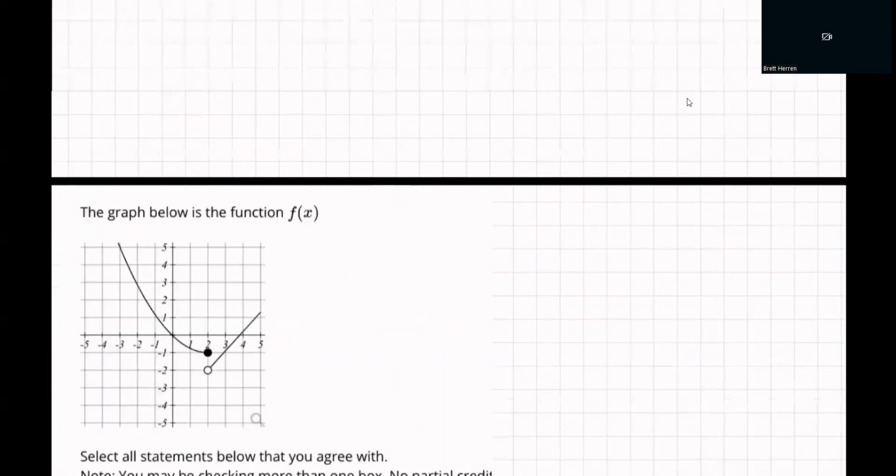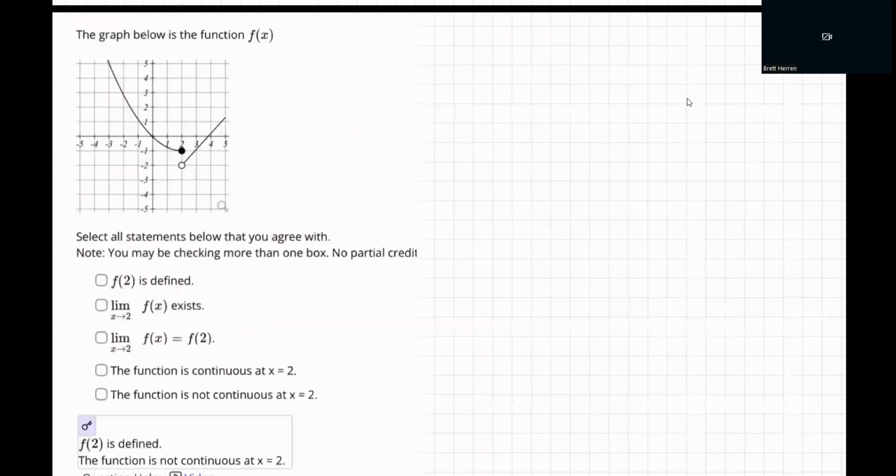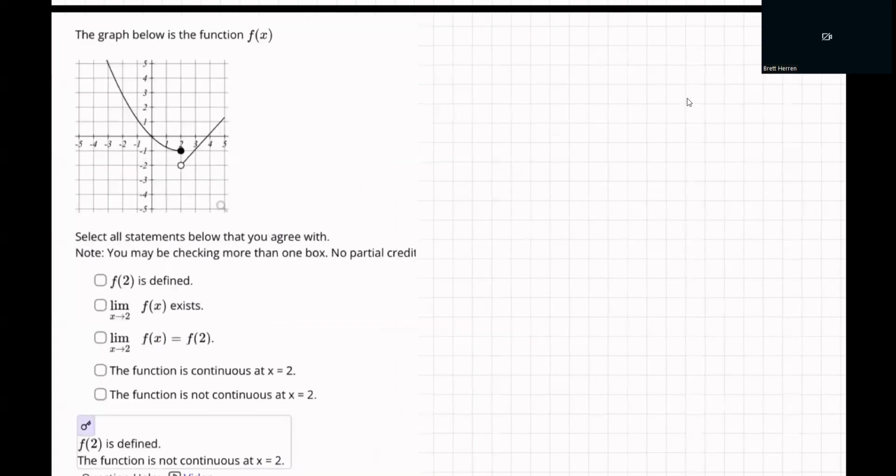Okay, now last version. What if you have this version? Same kind of thing. It says select all the statements you agree with. First off, f of 2 is defined. Yeah, f of 2 is right there. It's the solid dot. It's -1. Check. You can see it's checked down here.